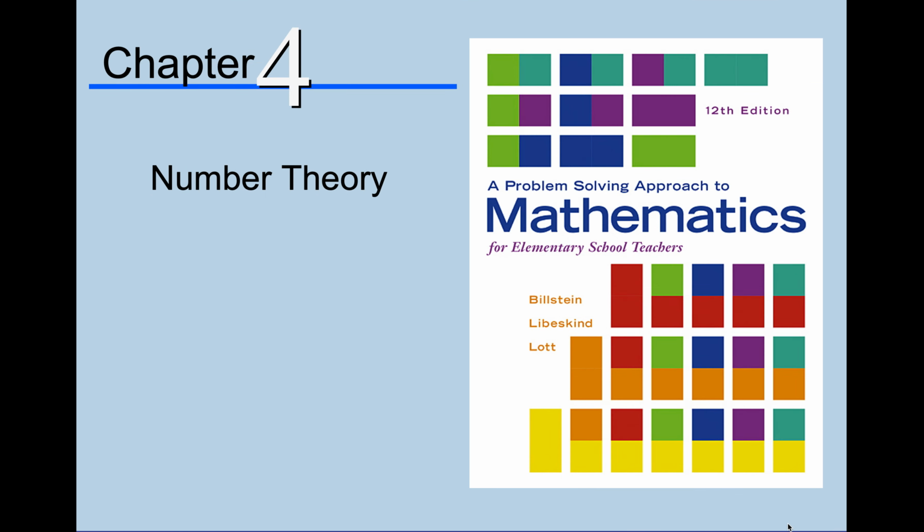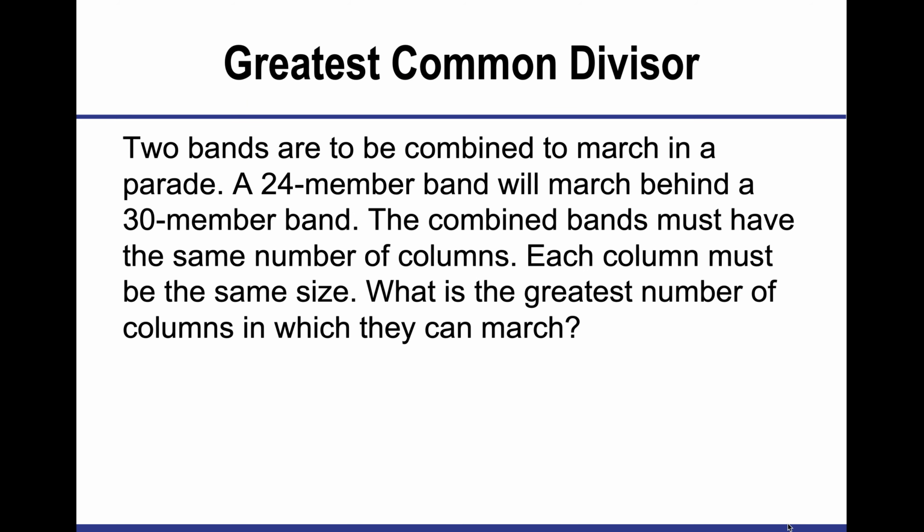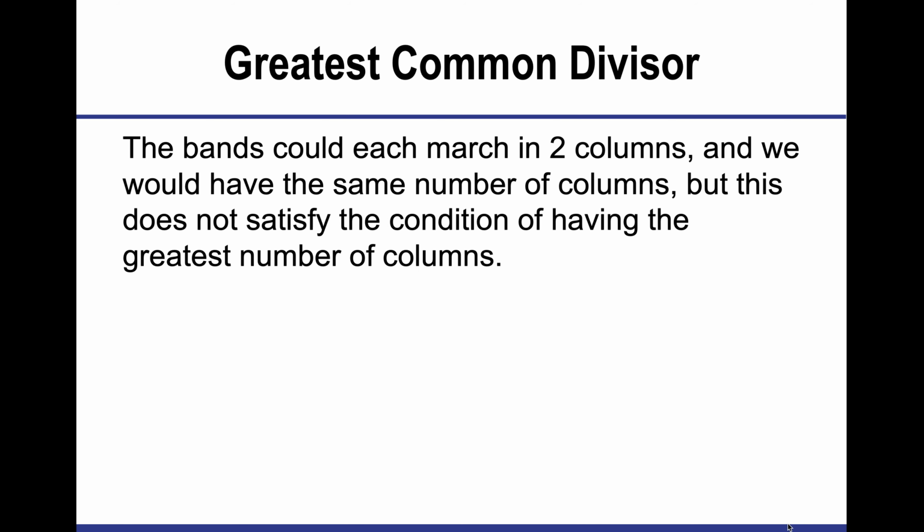So this is the last lecture in chapter 4. We're going to be looking at the greatest common divisor and the least common multiple, which are concepts that will be somewhat familiar to most students. The greatest common divisor is just the largest number that I can divide something by.